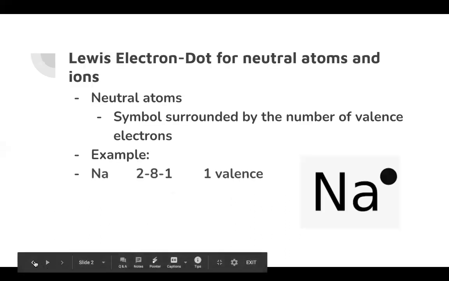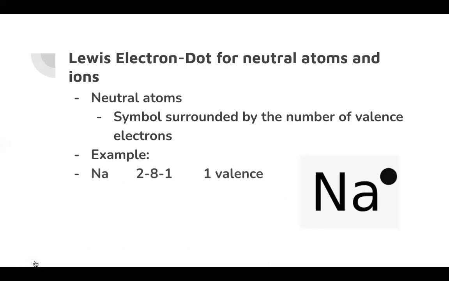For example, we can see the electron dot structure there, but we can also relate that to what it would look like if I were to just write out the configuration 2,8,1. That indicates that there are 2 electrons in my first energy level, 8 electrons in my second energy level, and then 1 in the outer energy level, which is the valence. And so I represent that one dot.